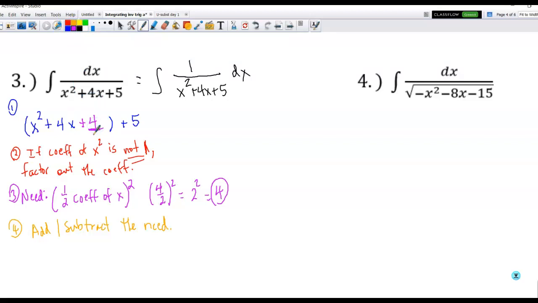Now I have a perfect square trinomial, but I have changed the value of the expression. But to undo that, I'm going to subtract it out here with the 5. So now I've added 4, subtracted 4, so I haven't changed the value of the expression, I've changed the look of the expression. All right, so I'm going to clean that up right here.